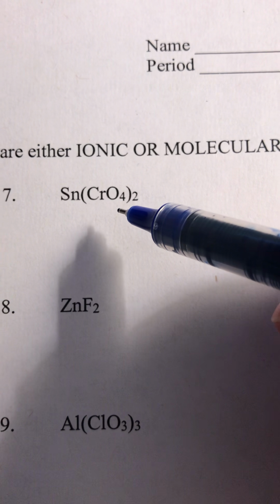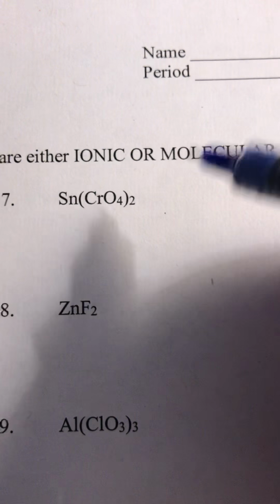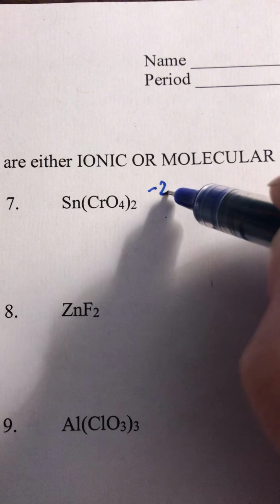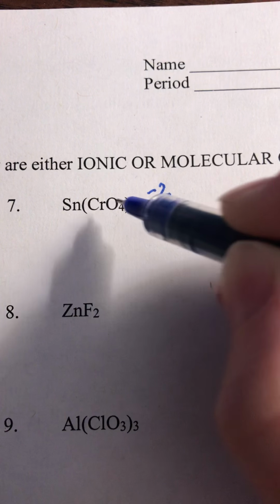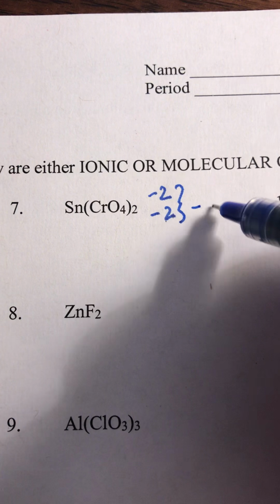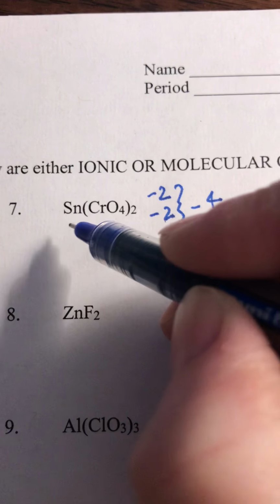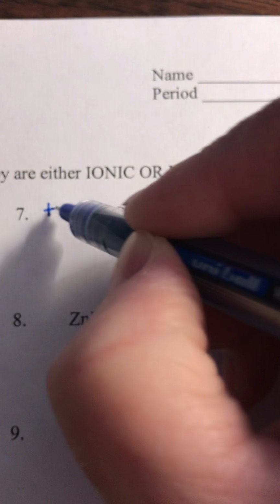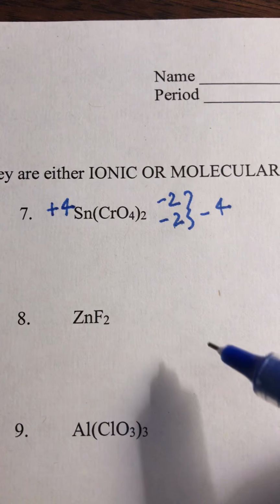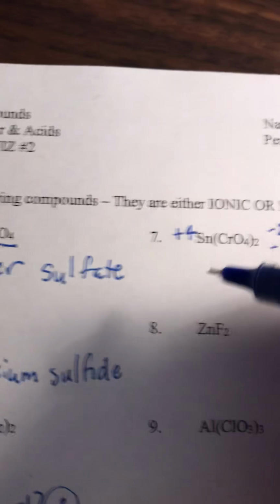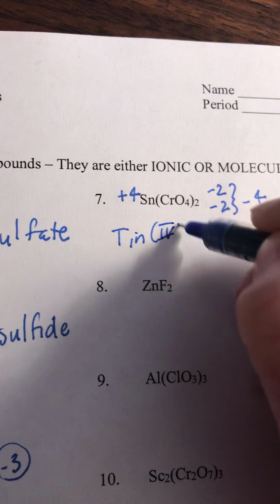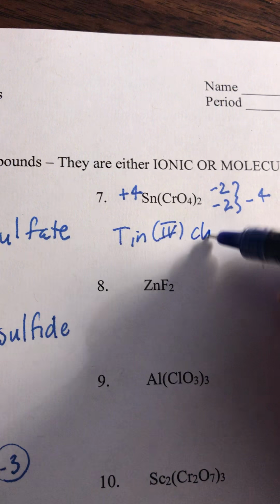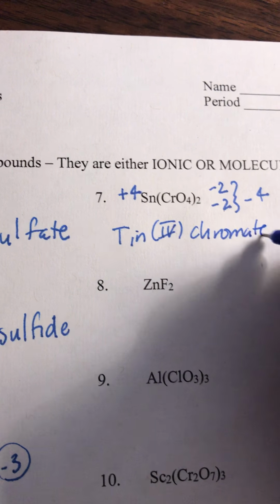So if you look for the chromate ion on your ion sheet, you'll see that it's a -2 charge. Notice we have 2 chromates here, right? So there's 2 chromates for a total of -4. Since there's only 1 tin here, it has to be +4 to offset the charge of the 2 chromates. So the name of this one will be tin, Roman numeral 4, chromate. All right?